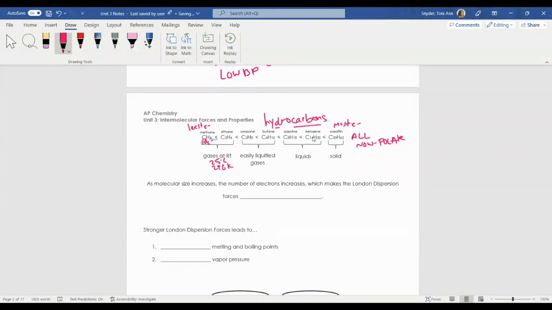Gasoline and kerosene, we know those to be liquids, right? And liquids will attract one another more strongly attracted than gases.